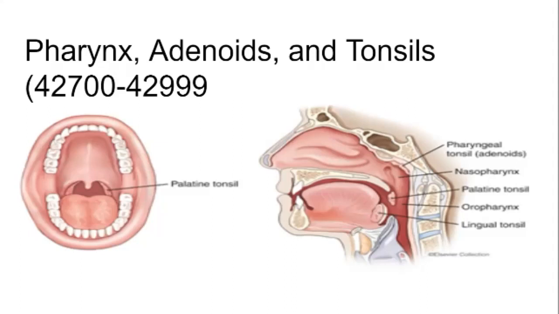So let's go to 42820. It's a tonsillectomy and adenoidectomy younger than 12. 42821 is age 12 or over. And then the codes continue on. I would suggest that you do some highlighting or note taking in that area. Just make sure that you have highlighted or underlined the age difference in those codes.